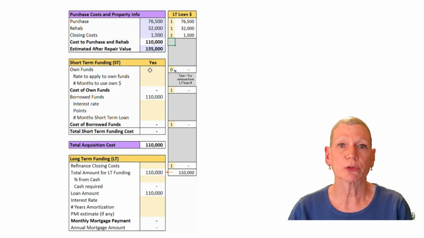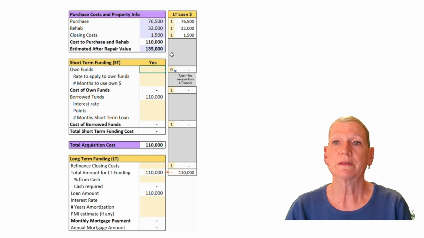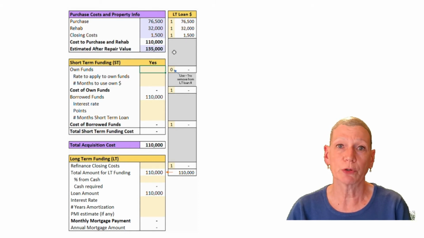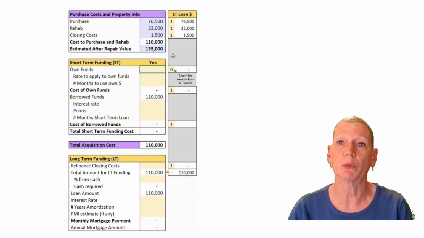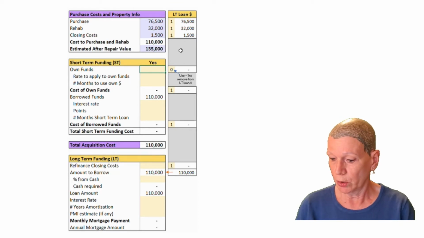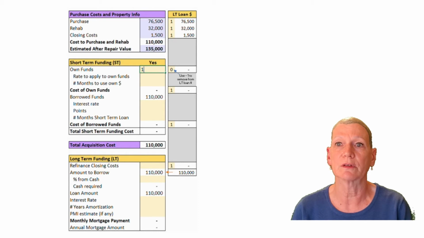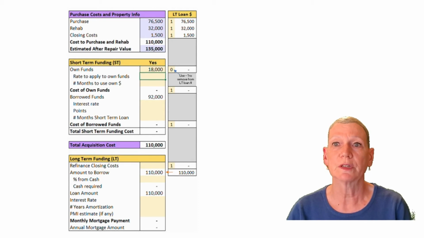Now, generally, your short-term lender may or may not be willing to lend you the full amount that it's going to take to do this project. Let's say, for example, that they will lend a portion, but you also need to have some skin in the game. You want to bring some money to the project itself. So we're going to say that you're putting in $18,000, and that's your own funds. So since you're putting in $18,000, then the amount that you need to borrow from your short-term lender is $92,000. The difference between your total cost and the amount you're putting in is the amount that you need to borrow.